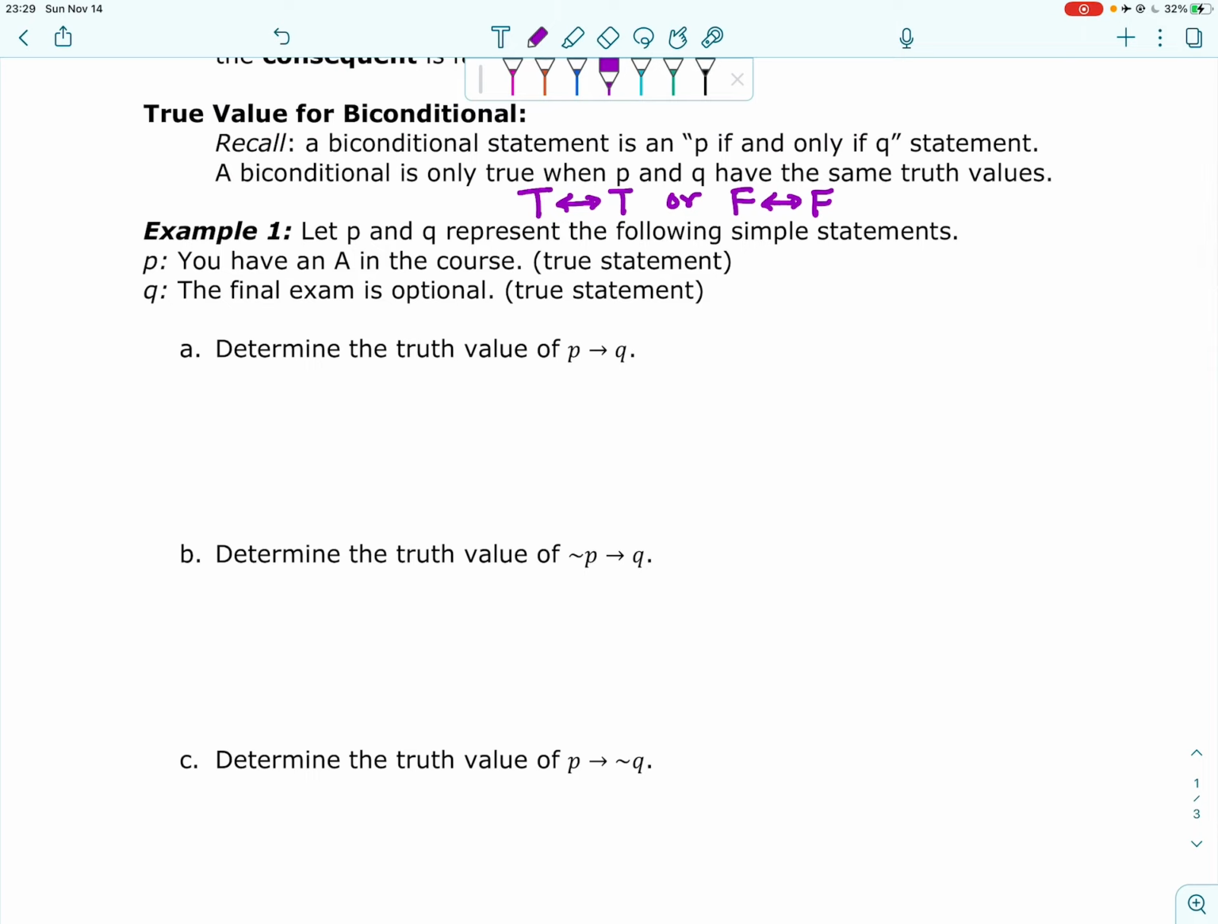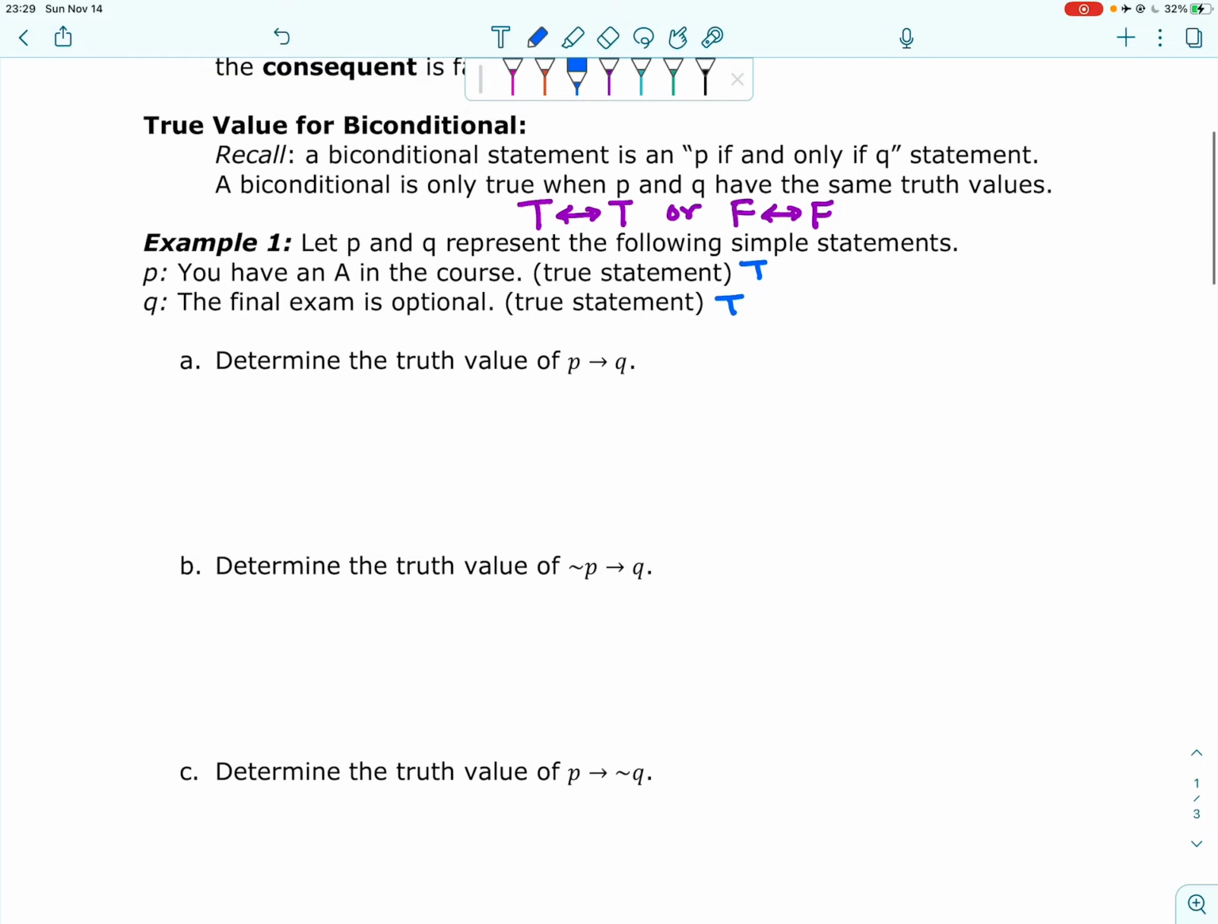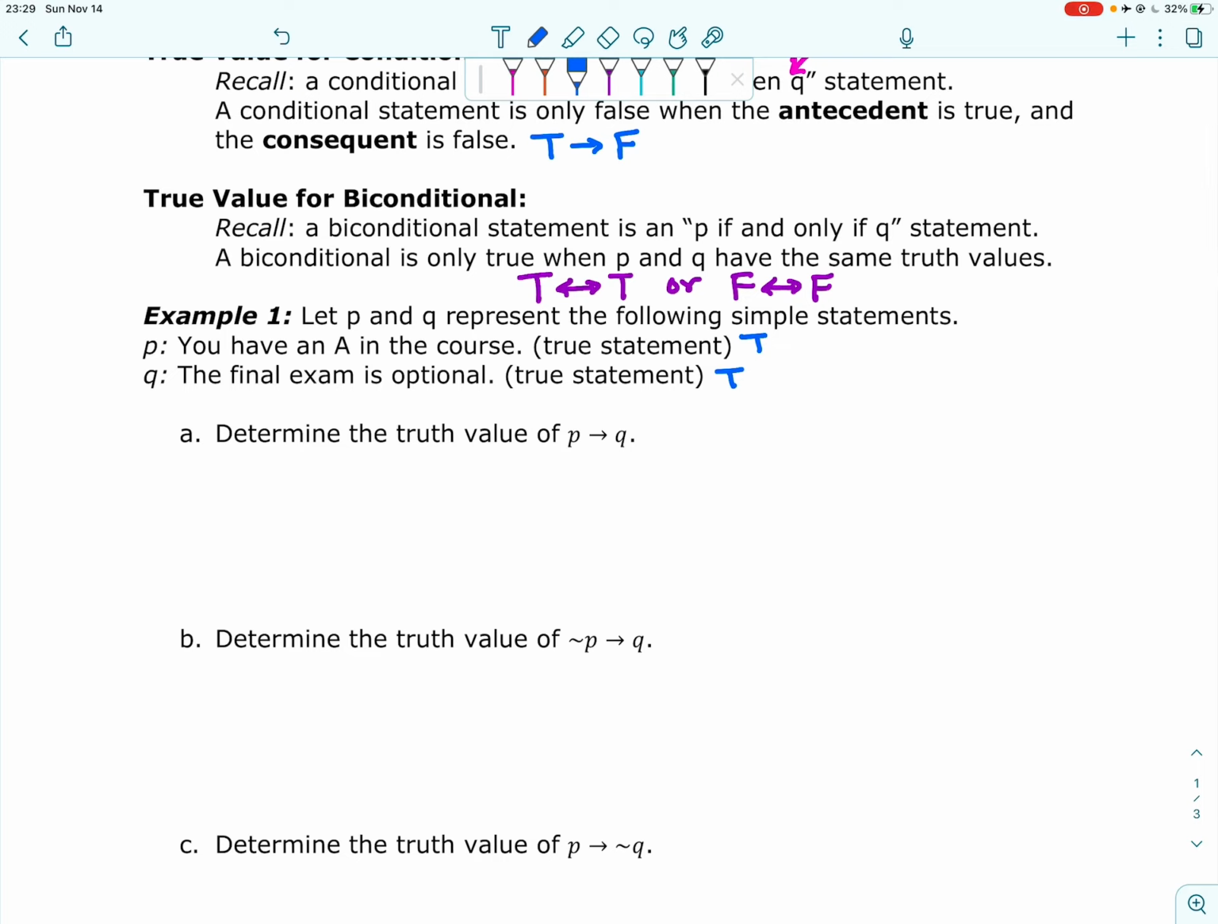First one, we have these simple statements. P, you have an A in the course. Q, the final exam is optional. And we are going to start out by saying that both of these are true statements. So determine the truth value of if P then Q. So if P, which is true, then Q, which is also true. So it does not follow the T then F, which would be false. So this entire statement is a true statement.